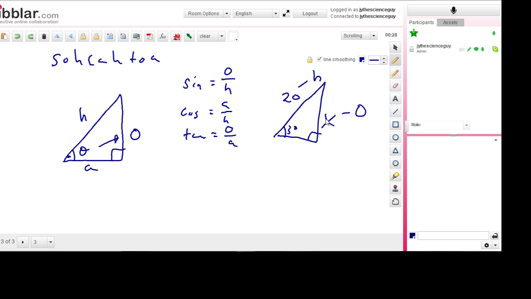Oh, we're looking at sine? We're looking at sine. So we label the sides to figure out which of these 3 trig functions I'm going to use. Because I have those two sides in my problem, I'm going to use sine. The sides you have will dictate what you're using. Okay, right.